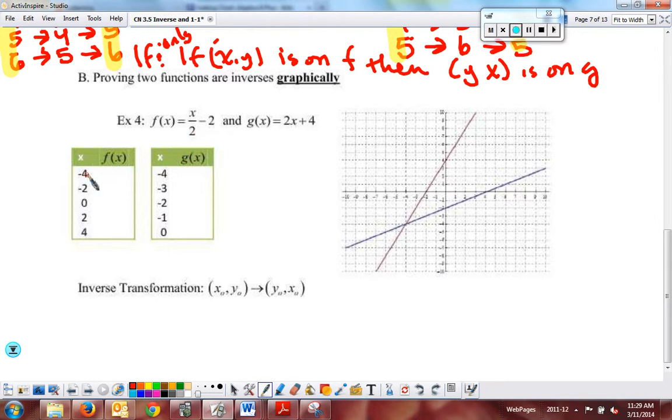All right, if I plug -4 into F, what do I get? -4. So if I plug -4 into G, what should I get? -4. And if we check that, we will. If I plug -2 into F, I get -3. Okay. So I need to check if I plug -3 into G, do I get -2? The answer is yes. All right, so I'm going to leave the rest of these for you to check. Does me checking these 5 points mean that I have proven they are inverses of each other? No, the more points I check, the more belief that I have.